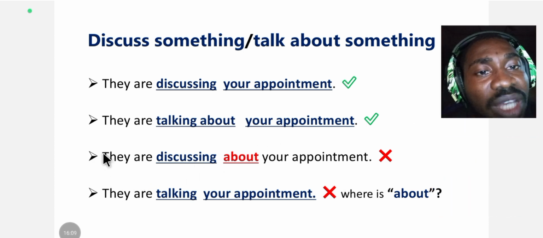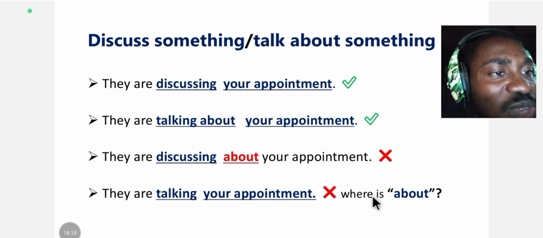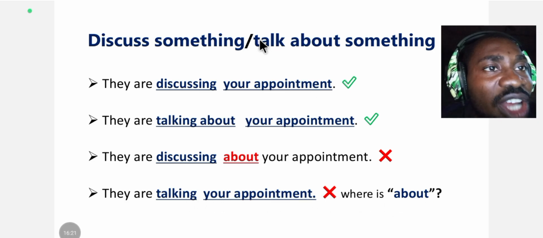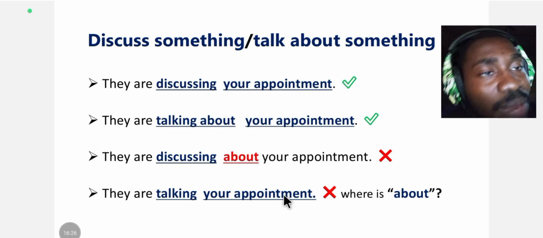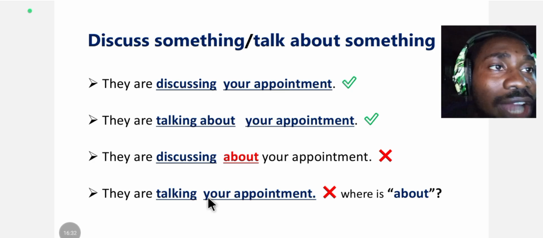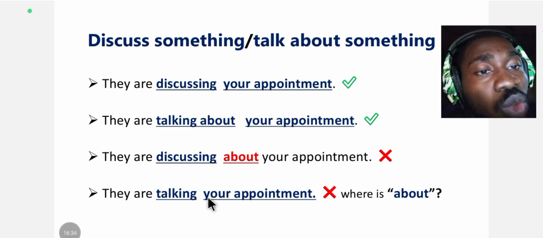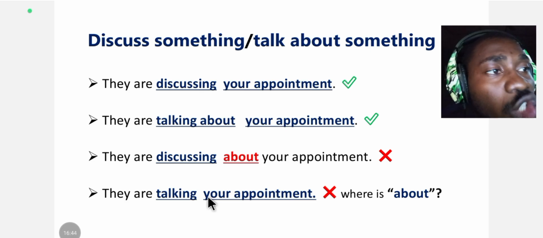Okay. The last example here states they are talking your appointment. That's wrong. You need about. So talk collocates with about, but discuss does not collocate with about. So you can say talk about, or you can say discuss, but do not use discuss about. So when you are using talking, use about. When you are using discuss, do not use about.